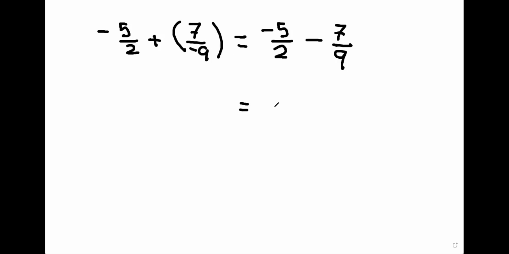Now we do common denominator. The common denominator between 9 and 2 is 18. 18 divided by 2 is 9. 9 times negative 5 is negative 45. Minus that sign there. 18 divided by 9 is 2. 2 times 7 is 14.